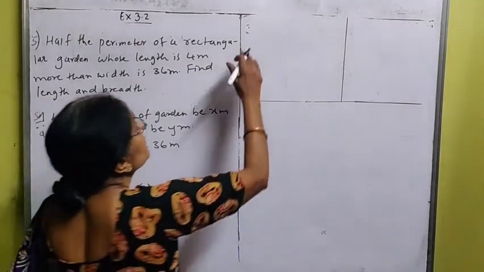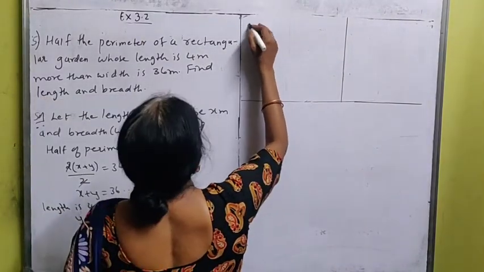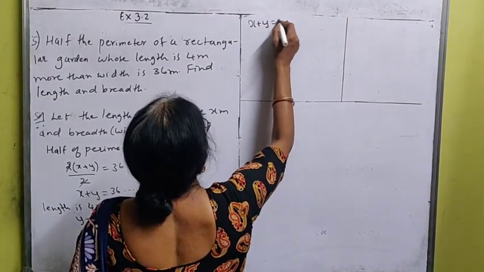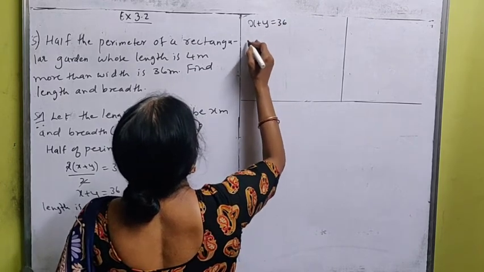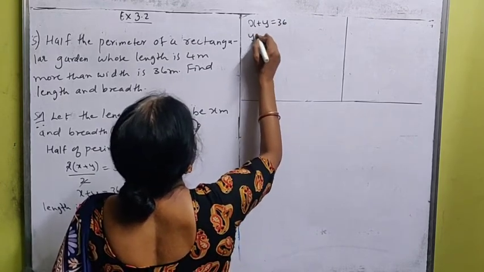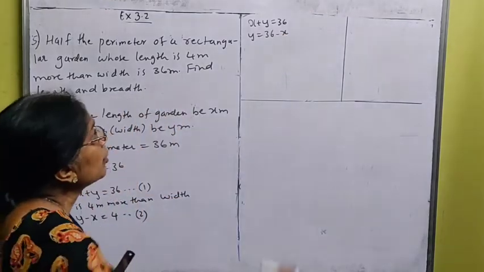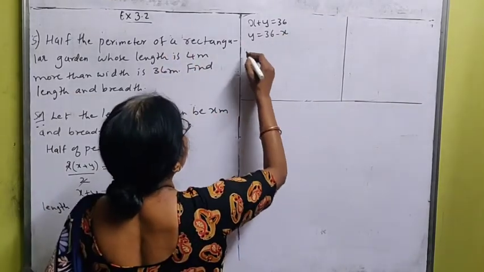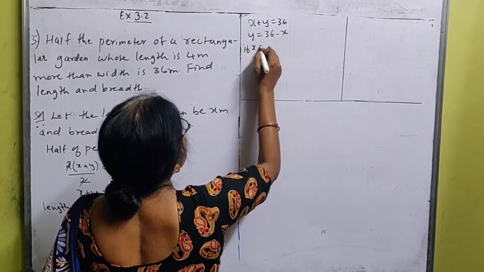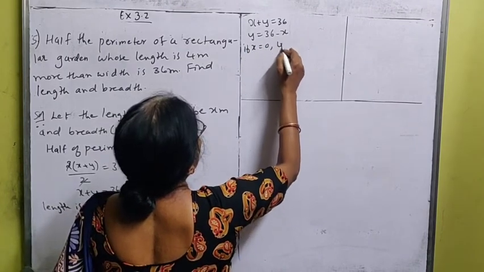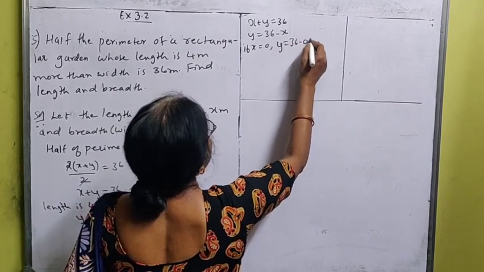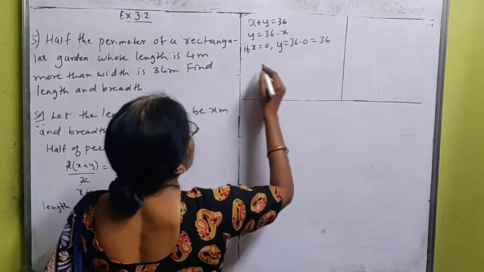Let us take equation number 1. What is equation number 1? x plus y is equal to 36. So y is equal to 36 minus x. What will happen if we take x values? If x is equal to 0, y is equal to 36 minus 0, which is 36.